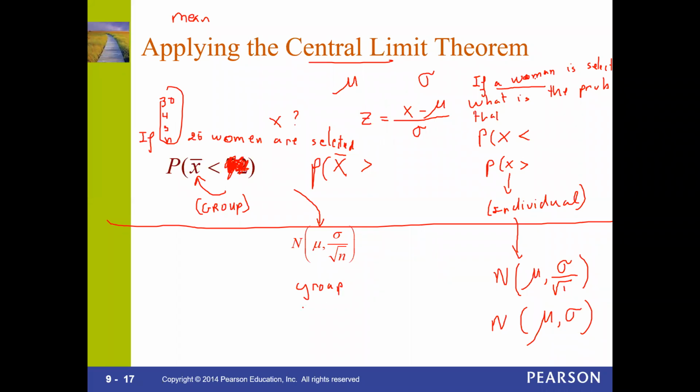But the thing is that with the group, we want n to be greater than or equal to 25 and normal, okay? Something like that. Or you can say n is less than 25 and normal. That's when it is good. Okay, this is for a group.